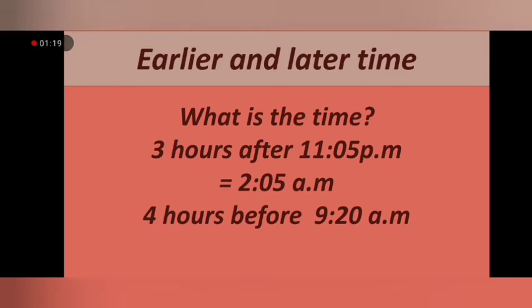What is the time 4 hours before 9:20 a.m.? Now let's see. When we find the time before, we will subtract 4 hours from 9. Then we will get 5:20 AM. And you can see in this example, we do not jump over 12 hours. So the AM remains AM.